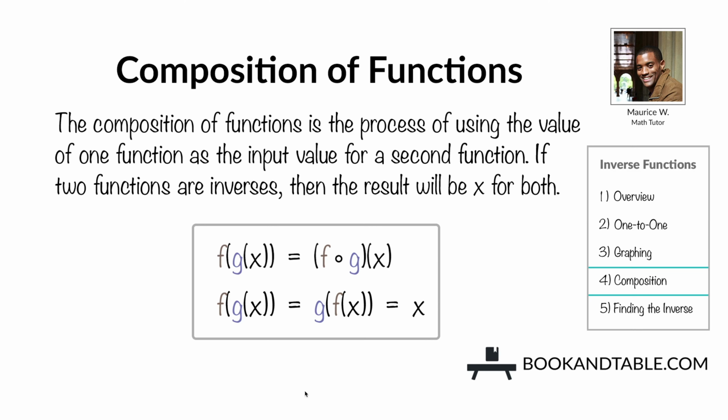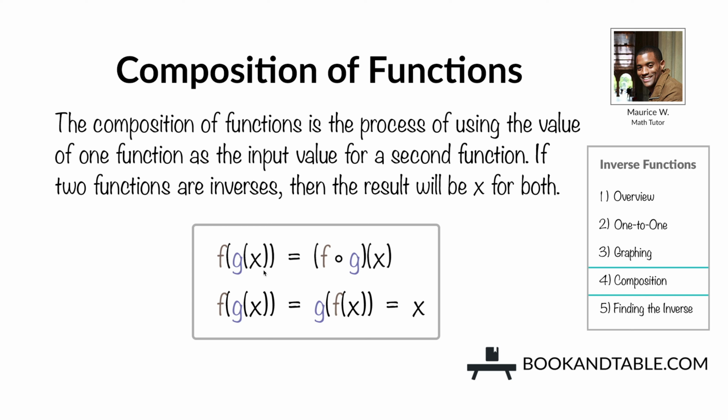The composition of functions is the process of using the value of one function as the input value for a second function. If two functions are inverses, then the result will be x for both. So let's say we have two functions, f of x and g of x. We write the composition of functions as f g of x. Between the parentheses where we normally have x, our independent variable, we place the second function, g of x.